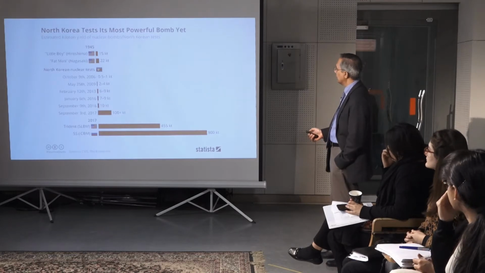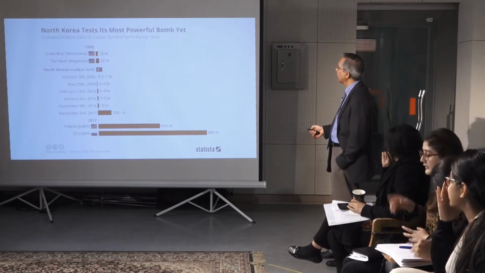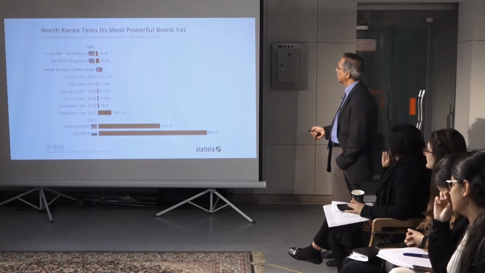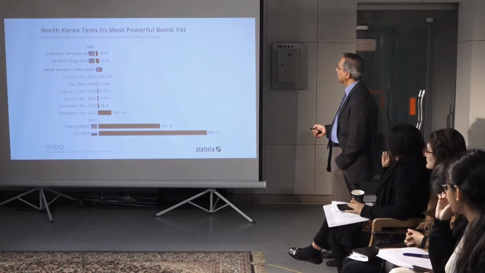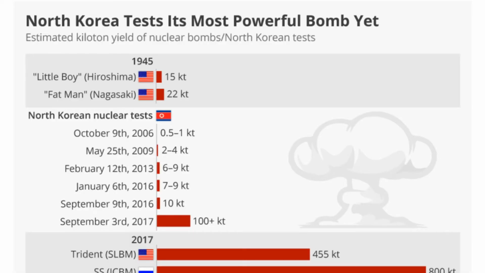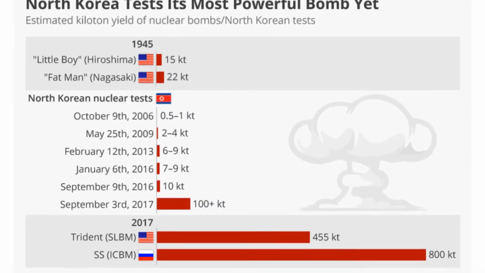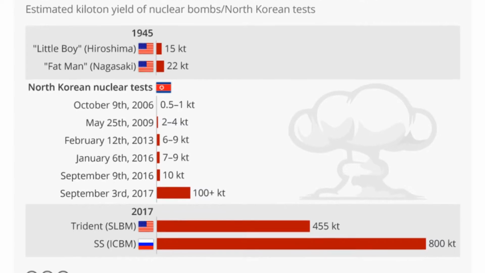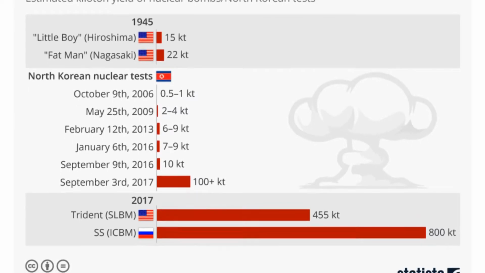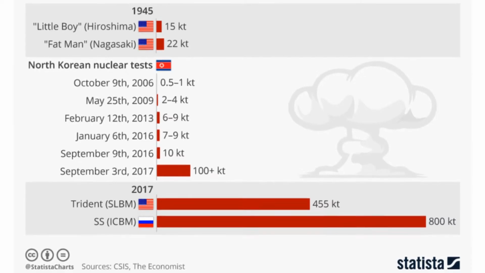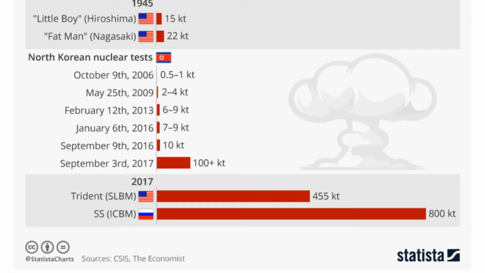These were in 1945. Little Boy was used in Hiroshima by the Americans, 15 kilotons. Fat Man in Nagasaki, 22 kilotons. And the North Koreans, 0.5 to 1 kiloton in 2006, 2 to 4 kilotons in 2009, 6 to 9 kilotons in 2013, and 10 kilotons in 2016, so a hundred kilotons. And the US has Trident submarine-launched ballistic missiles, 455 kilotons. They did not test it, but they're just trying to show that they have bigger nuclear warheads than you.